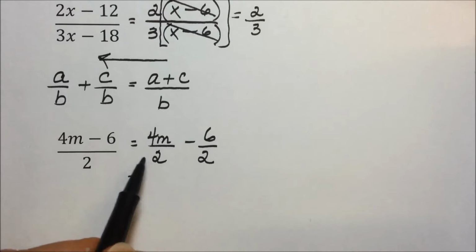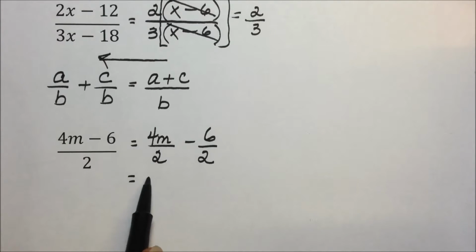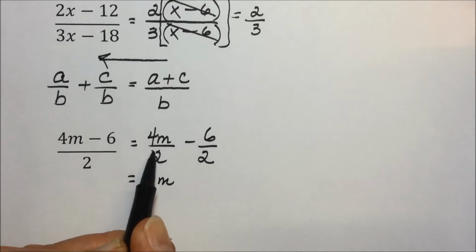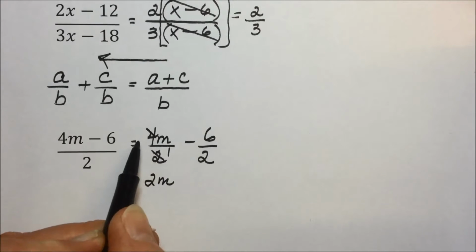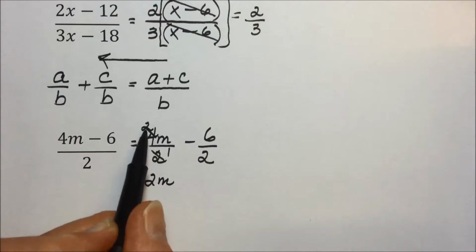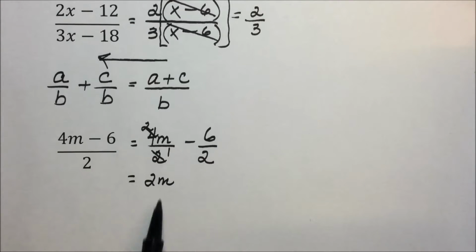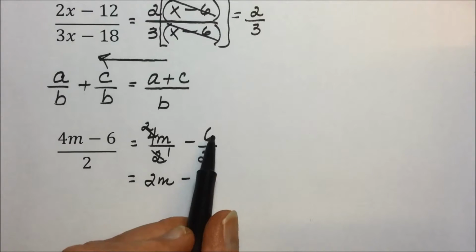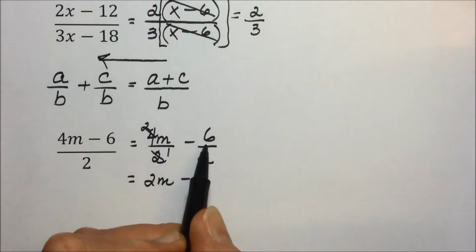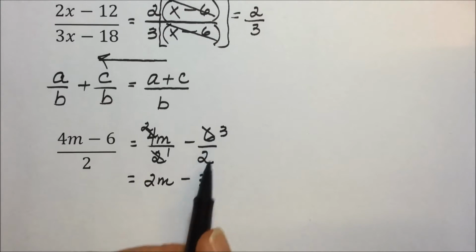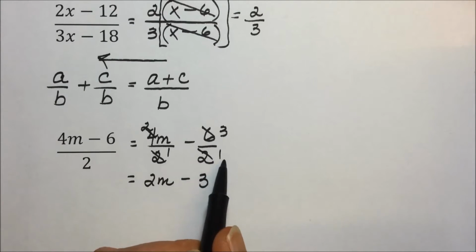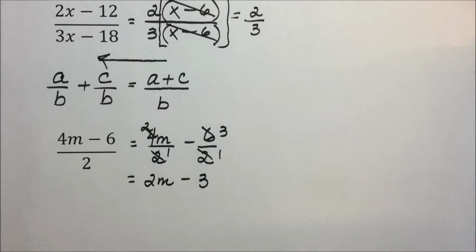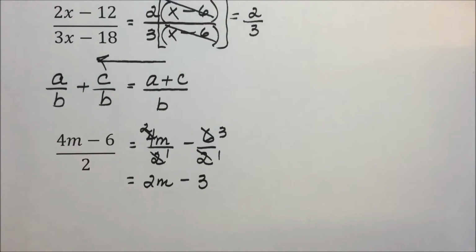4m over 2, or 4 divided by 2, is going to leave us with a 2m, because 2 divided by 2 is 1, 4 divided by 2 is 2, and 2 times m leaves us with the 2m over 1, or 2m, minus 6 divided by 2. Divide the numerator by 2 leaves a 3, divide the denominator by 2 leaves a 1, and 3 over 1 is a 3. So we've reduced our rational expression by going to the undoing of our common denominator when adding or subtracting fractions or rational expressions.